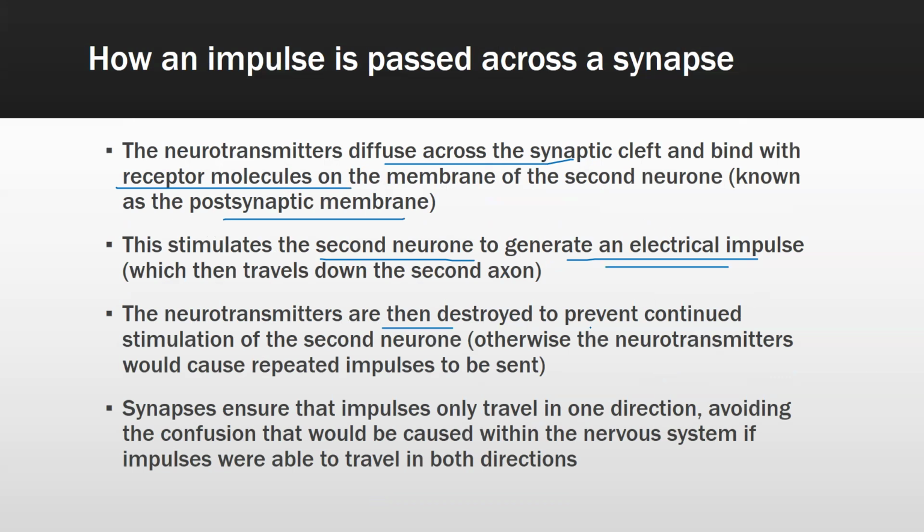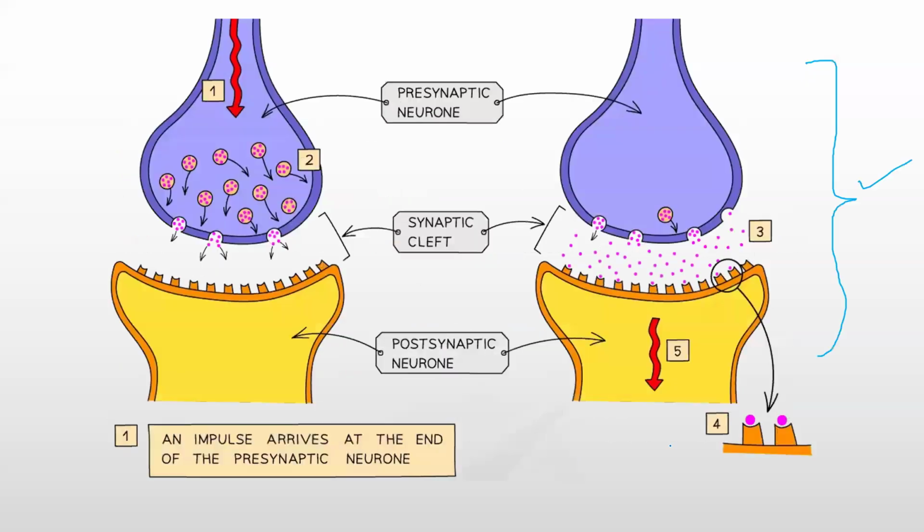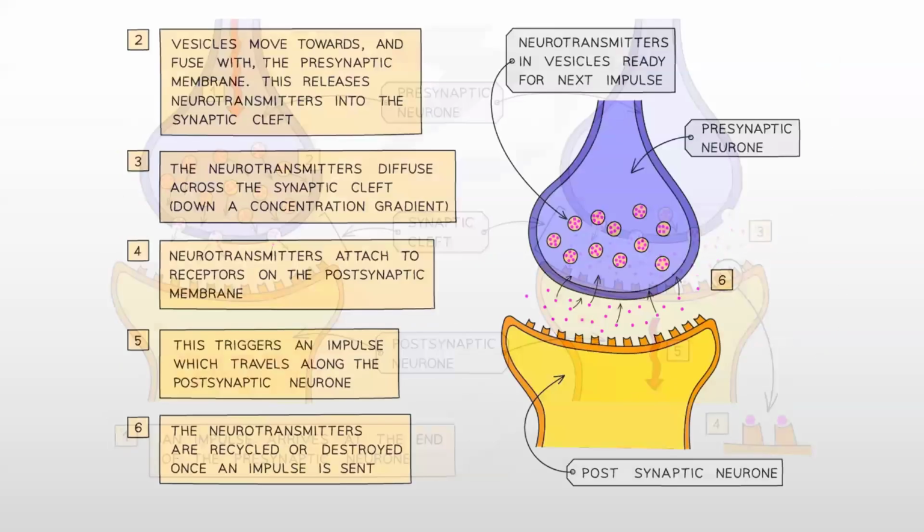The neurotransmitters are then destroyed to prevent continued stimulation of the second neuron. Otherwise, the neurotransmitters would cause repeated impulses to be sent. Synapses ensure that impulses only travel in one direction, avoiding the confusion that would be caused within the nervous system by travelling in both directions.